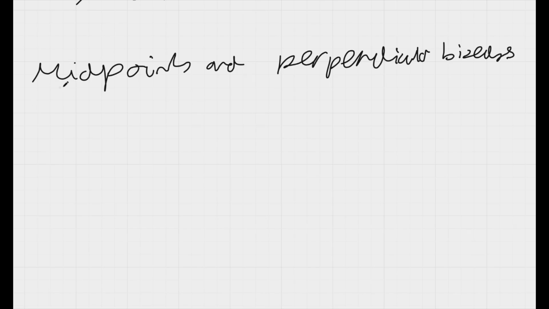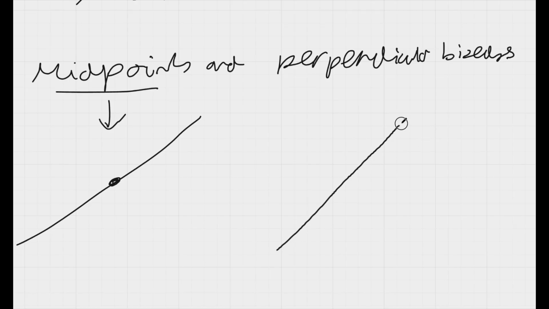So, midpoint, hopefully is self-explanatory, it's the middle of the line. Okay, that's the midpoint. And a perpendicular bisector would be like this. This would be a perpendicular bisector to this line. What's special about it is that it's at 90 degrees. Remember, perpendicular means 90 degrees.